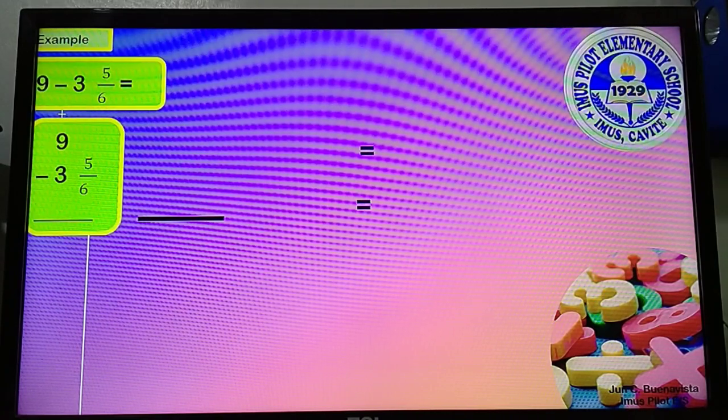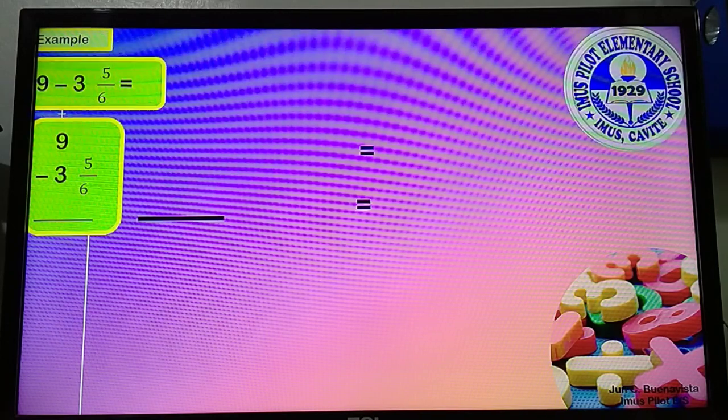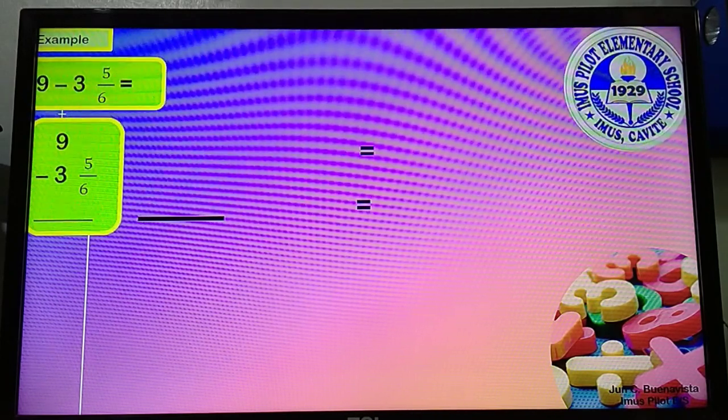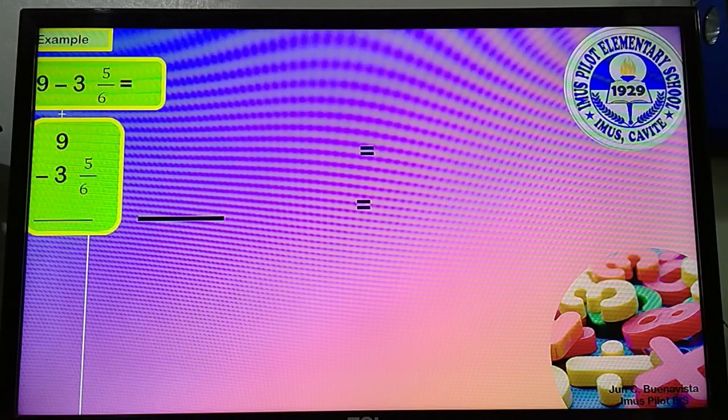Why 6/6? Because we are going to borrow 1. So, 6/6 equals 1. 6 divided by 6 equals 1. So, why 6/6? Again, our basis is the fraction of the second one. Since our fraction is 5/6, ang denominator kailangan 6 din sa kabila in order to have the same denominator. Para hindi ka na mag-change into a similar fraction. Kasi, magiging similar na sila.